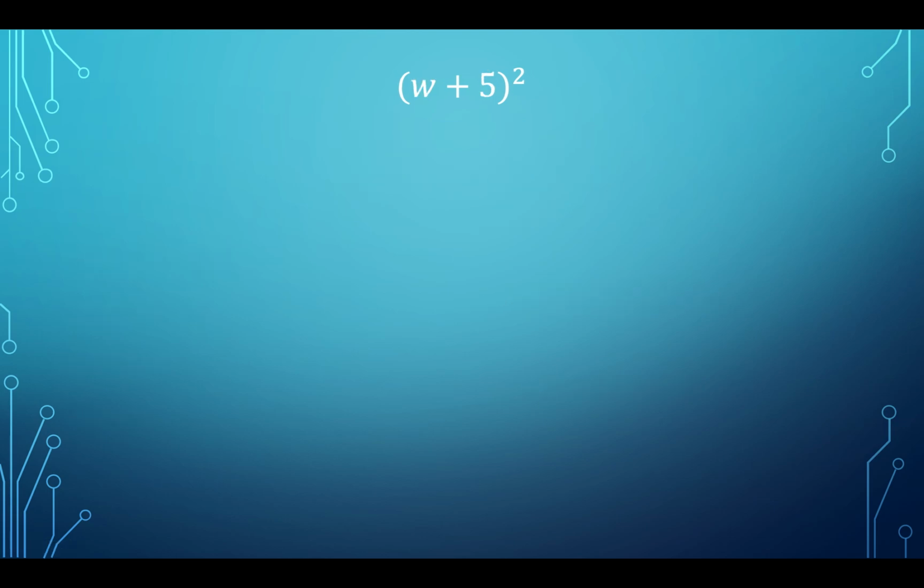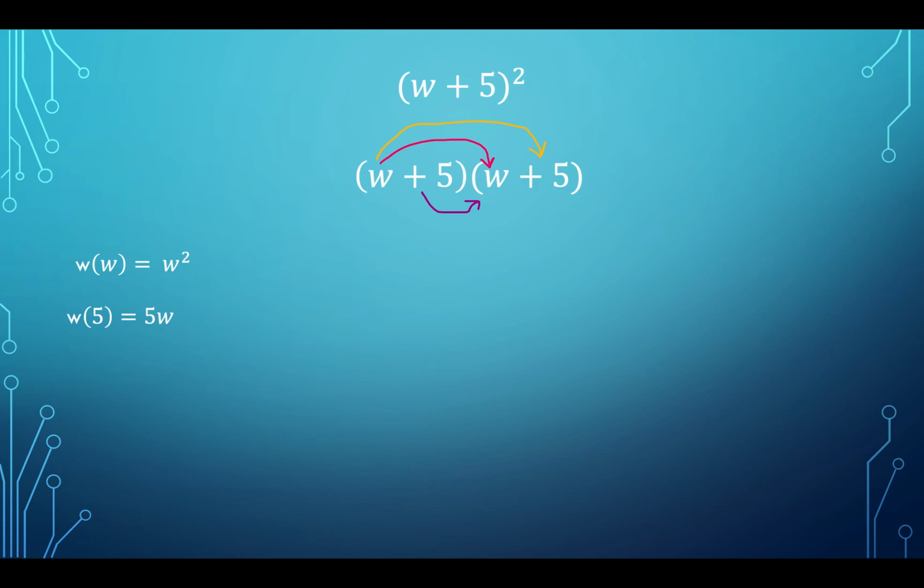Next problem. I have w plus 5 squared. How do I do this? Well, let's break it up into two. So we have w plus 5 times w plus 5. First thing I do is w times w, and that's w squared. Next thing I do, w times 5, and I get 5w.